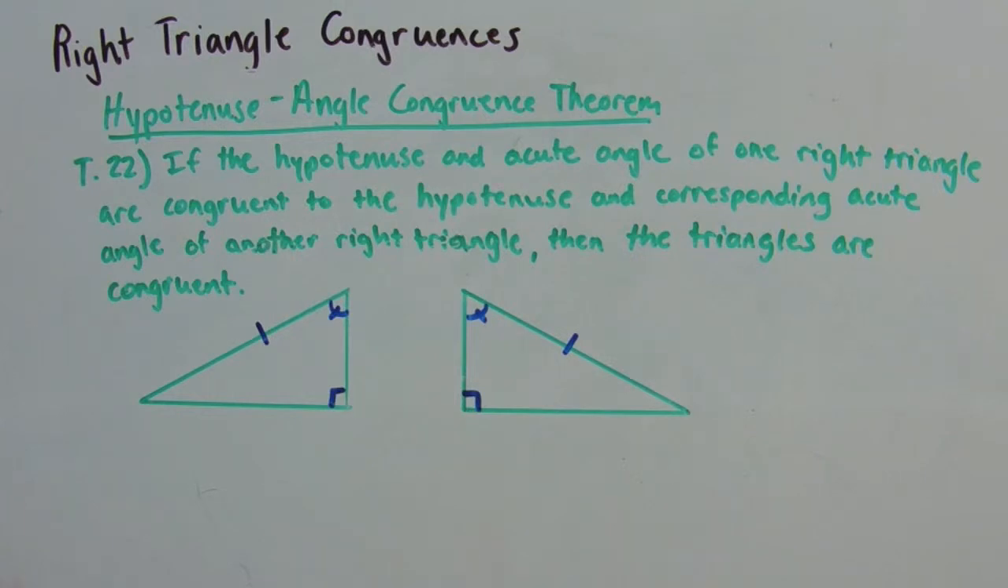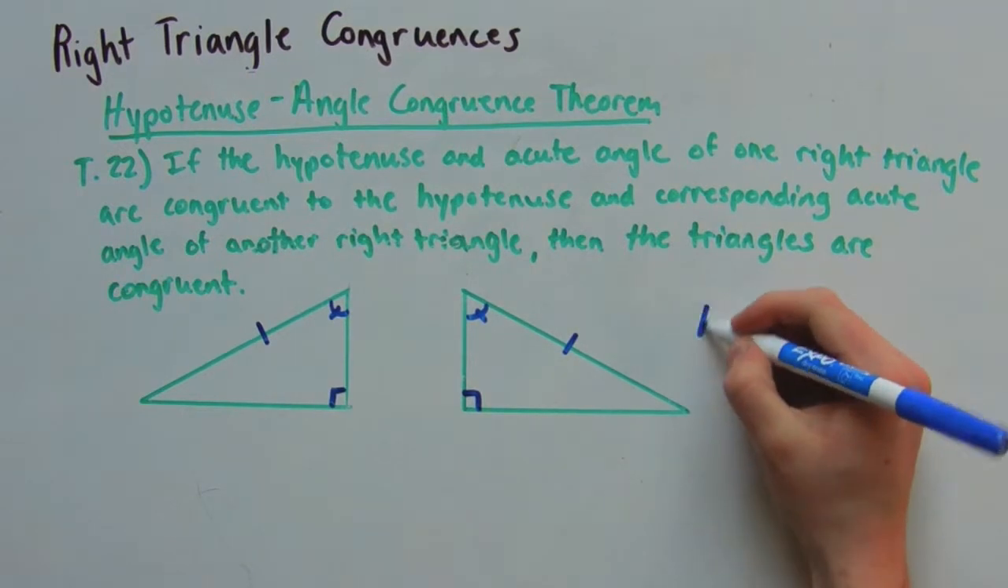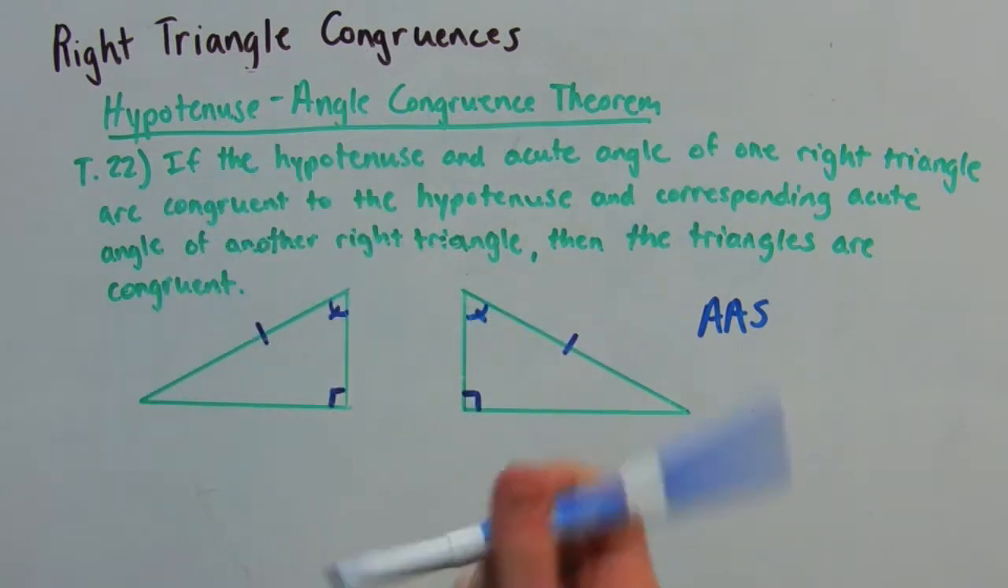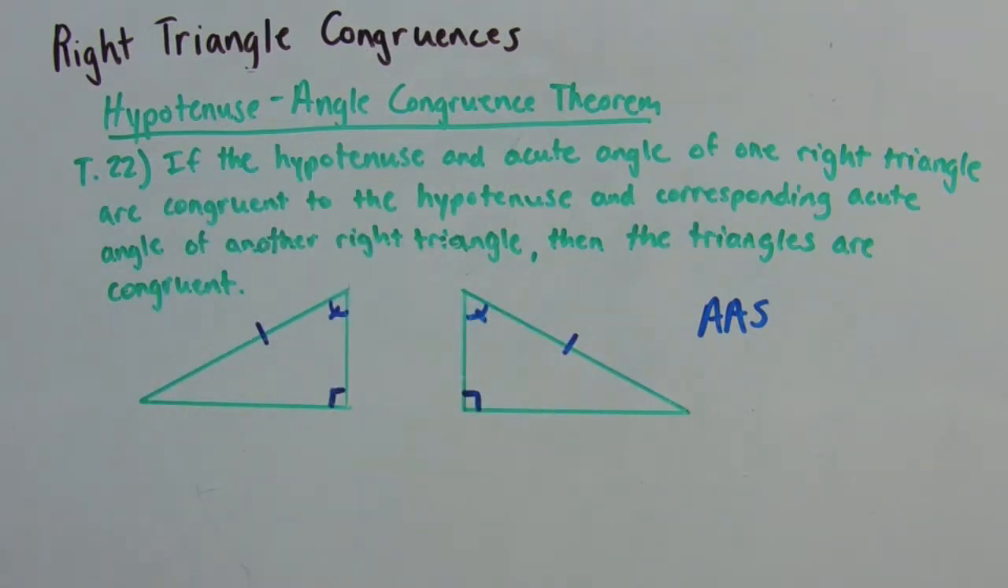A very simple way to prove this theorem would be using the angle-angle-side congruence theorem. Since these are 90-degree angles, the measures are the same, so these two angles are congruent. Therefore, we have angle-angle-side and angle-angle-side, all congruent. Therefore, these two triangles are congruent, and that is how you would prove the hypotenuse-angle congruence theorem. Let's go over the leg-angle congruence theorem.